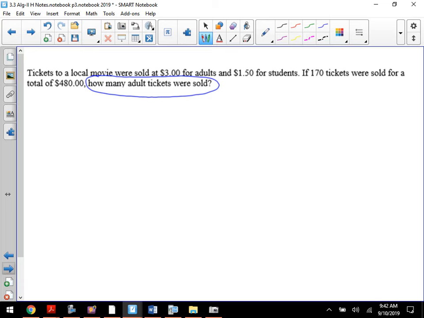Yeah, exactly. So then it talks about two different things. It talks about number of tickets and it talks about price. Everybody see that? It tells you two separate totals. When you have totals, what do you think those represent? Yeah. We know something has to add up to equal 170, and then something has to add up to equal 480. Okay? Everybody with me so far?